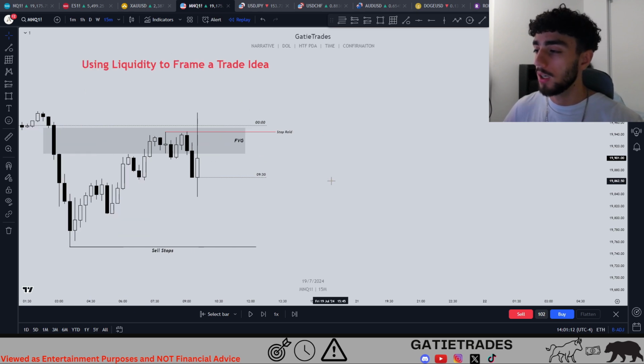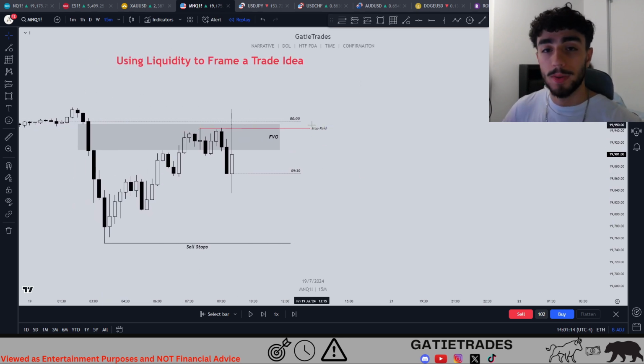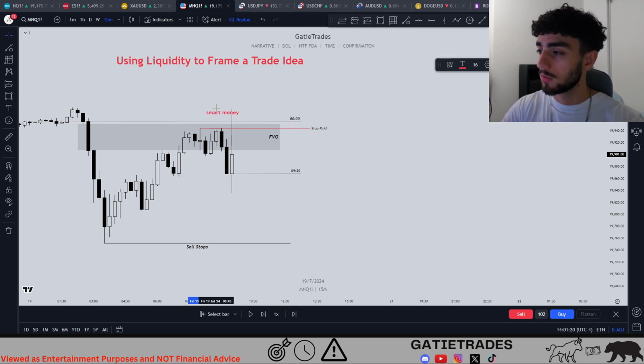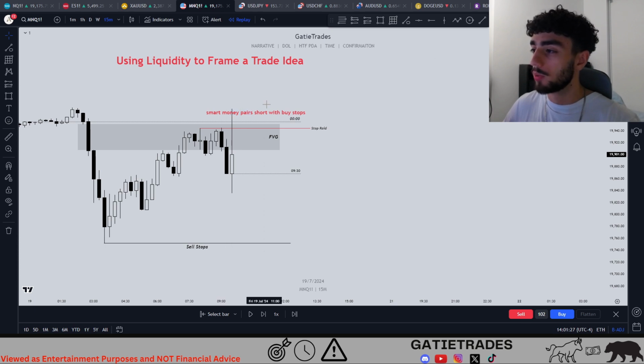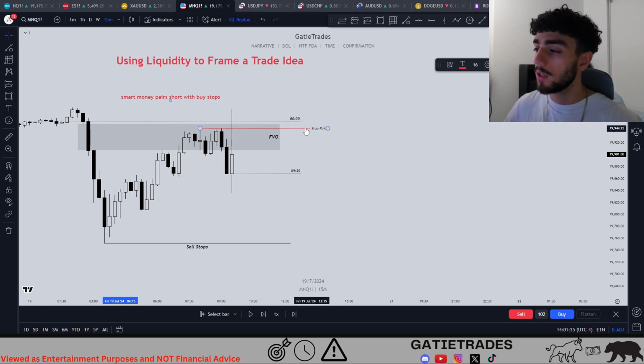So what did we learn about smart money, right? Smart money pairs short orders with buy stops, right? So smart money pairs shorts with buy stops. And what exactly happened in this price fractal? Price came up into a 15-minute fair value gap, and we had a stop raid. So liquidity was swept, where I've marked out this high, which is buy stops, and buy stops were raided, which is smart money pairing shorts with buy stops.